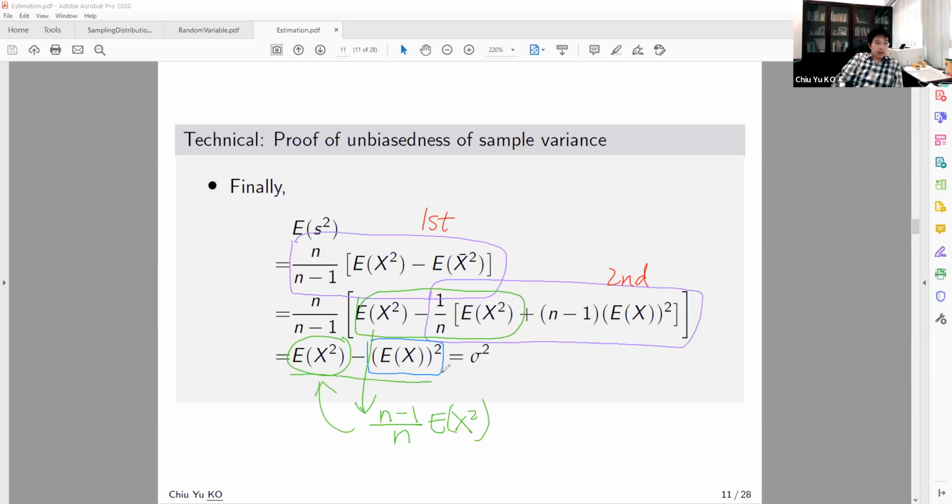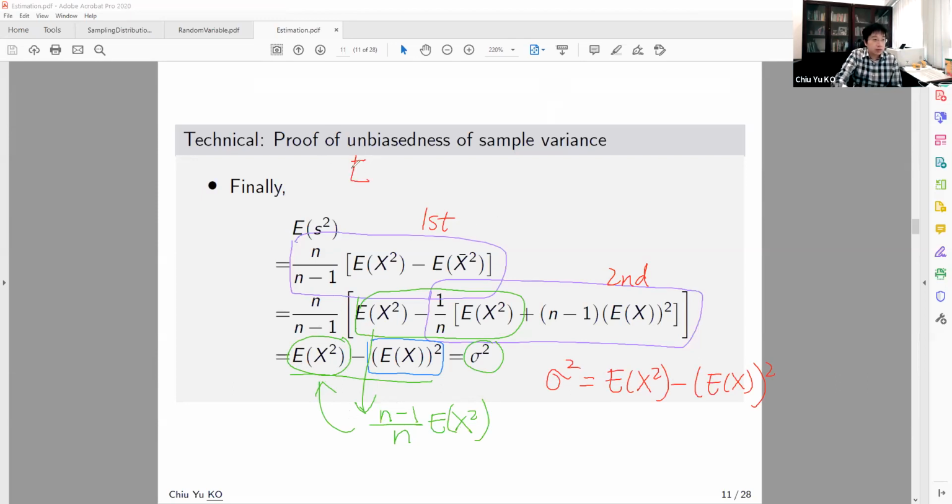And this is exactly sigma squared, because sigma squared is expected x squared minus expected x, all squared. This is what we learned. So we have proven this is true. That's why we need n minus 1.